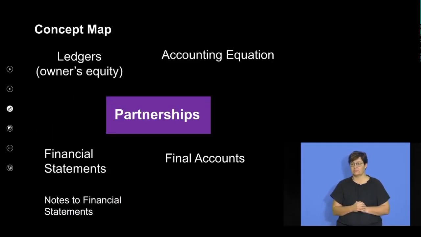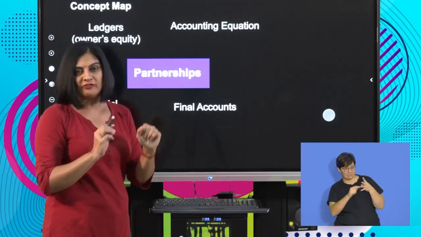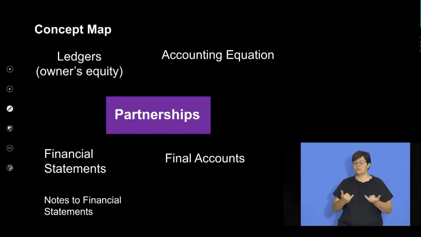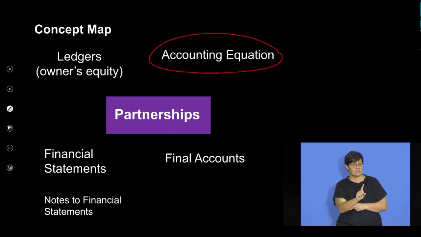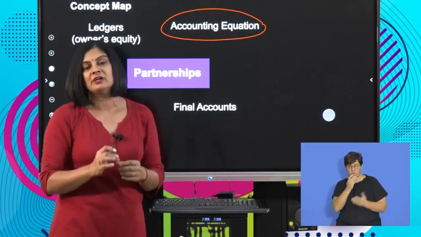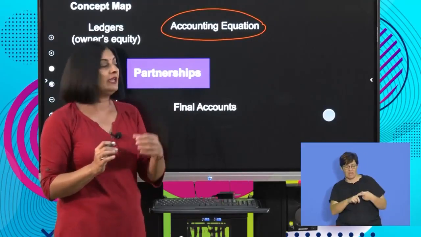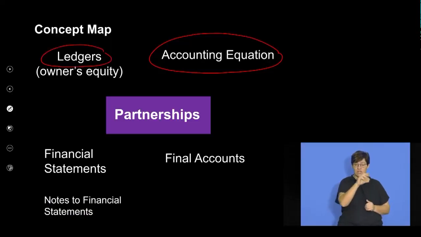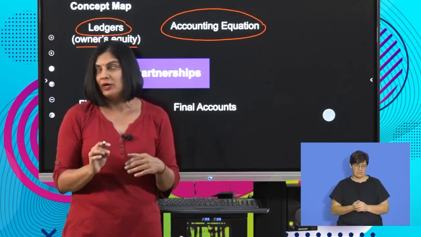Going back to our map of concepts, remember, we're busy looking at partnerships. In today's lesson, we focused a lot on unique adjustments affecting the accounting equation, or rather, I used the accounting equation to explain your ledgers and your unique transactions. We looked at ledgers, and we looked at owner's equity, specifically capital, as well as drawings.